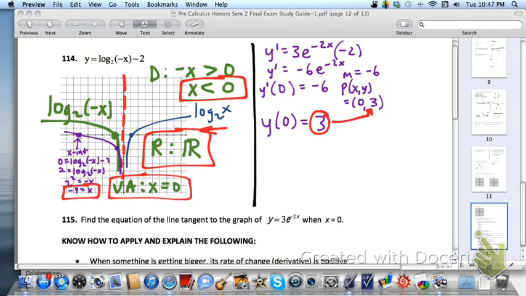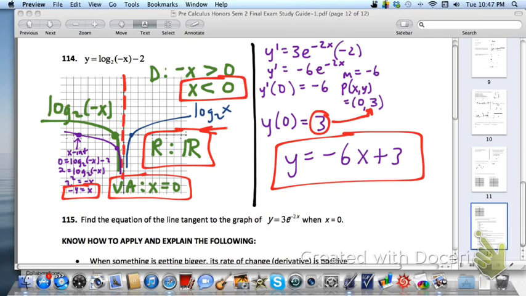So at (0, 3), we have a slope of negative 6, and so therefore y equals negative 6x plus 3. That would be the equation of the tangent line when x is equal to 0. (0, 3) is already our y-intercept, so we just put it in slope-intercept form. Okay, and that's it.